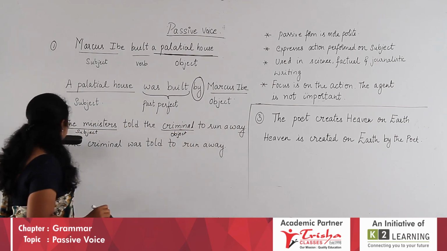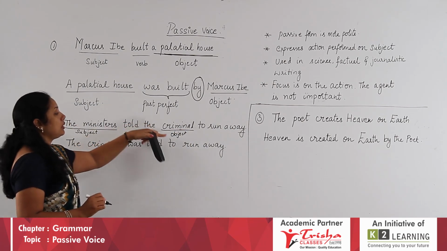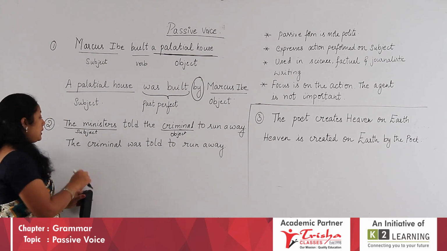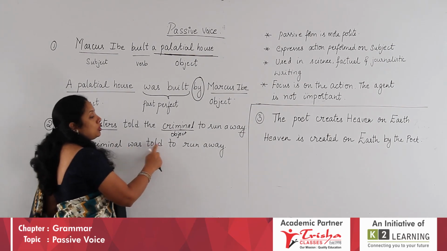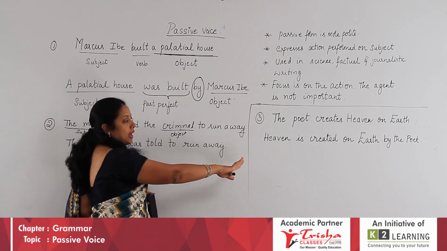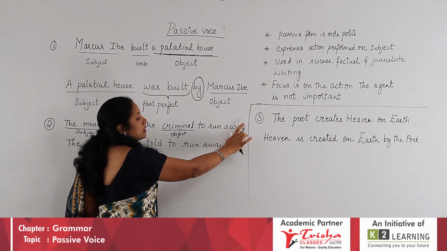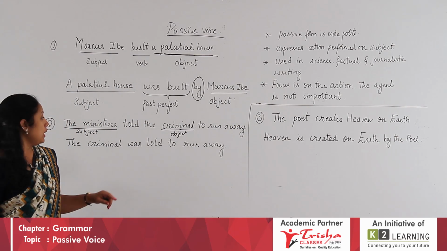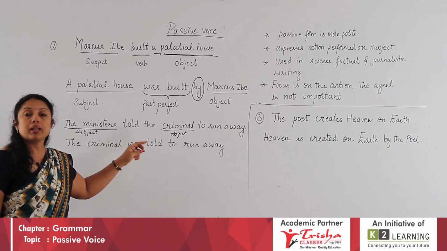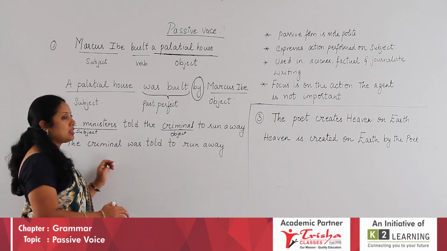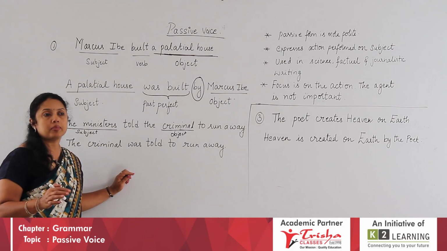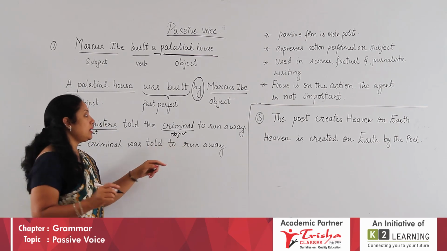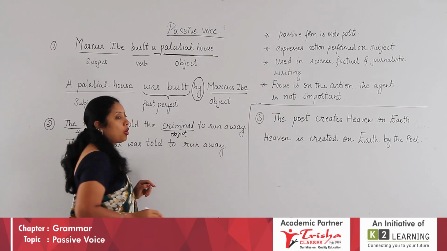So we have the ministers told the criminal to run away. Now when I put it in passive form, the criminal was told to run away. I've just stopped at that, trying to tell you that the subject becomes immaterial. The subject is not necessary at all many a time. What was the instruction given to the object, that itself stands as an important one.